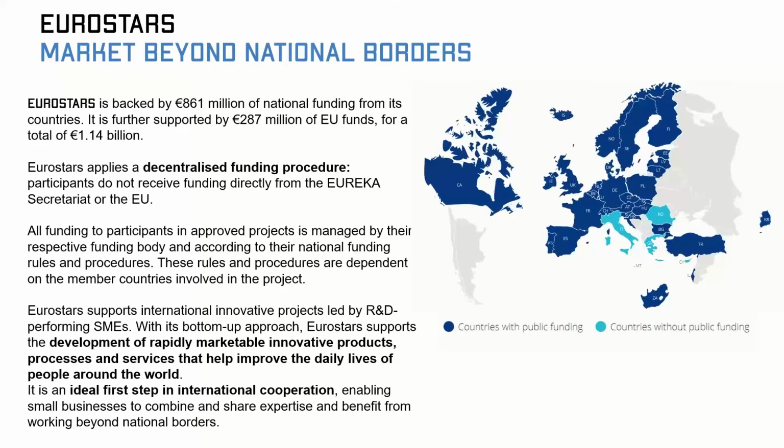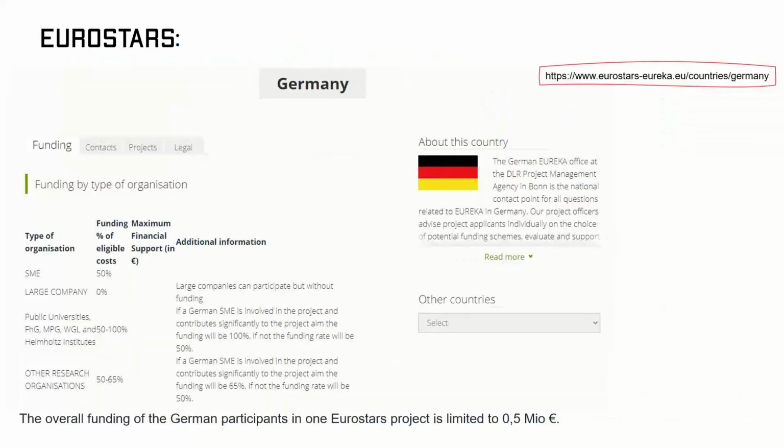Sorry, I forgot this one. And I took the example of Germany, randomly, let's say. So you go to Eurostars Germany. You have here the link, so you see Eurostars, Eureka, countries, Germany. So you can always select your country, and you have access to the rules for Germany.